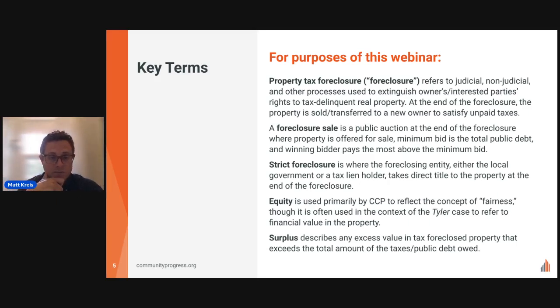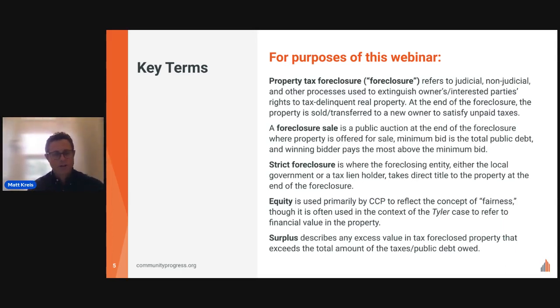Two other quick terms: equity. We're going to hear the term equity used a lot. You've heard it probably from other forums to talk about home equity in the context of the Tyler case, which refers primarily to somebody's interest in the financial value of the property. We're also going to be using the term more often in our own terms to use the concept of fairness, right? So I want to acknowledge the dual meanings there and let you know where we're generally meaning when we use the word equity.